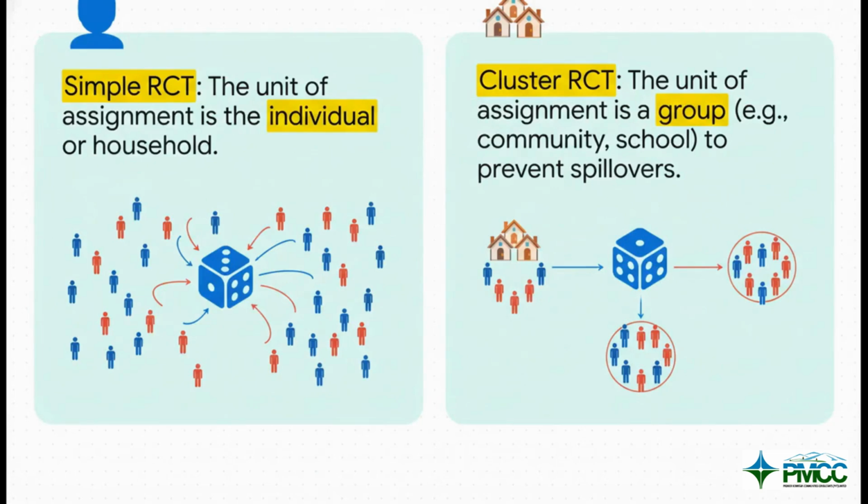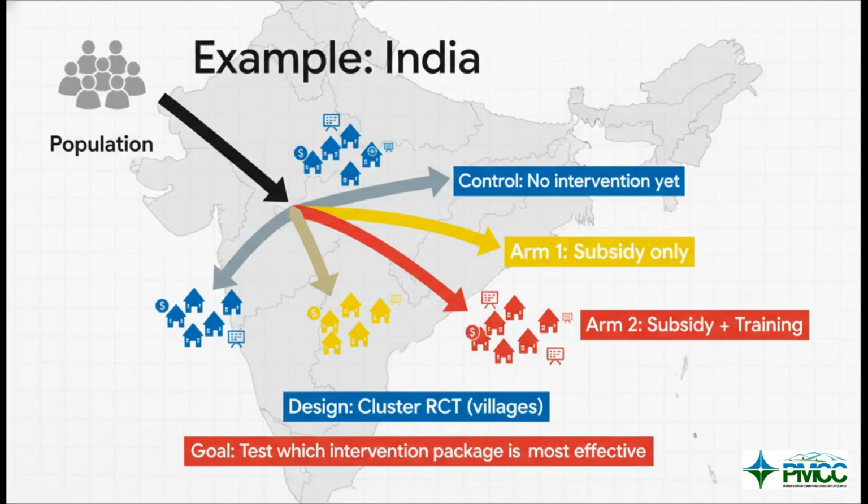One of the first big decisions you have to make is your unit of randomization. You could do a simple RCT where you randomize individuals or maybe households. But honestly, in our line of work, we very often use a cluster RCT. This is where we randomize entire groups or clusters, like whole schools or entire villages or clinics. It's often just more practical for how programs are delivered, and it's a great way to prevent spillover effects, which is when your control group starts getting influenced by their neighbors who are in the program.